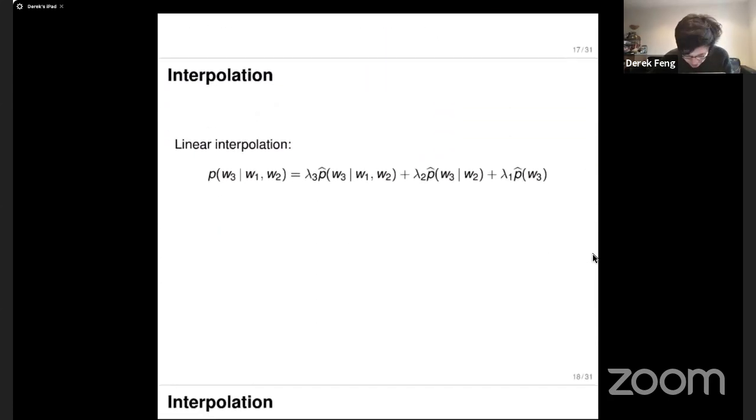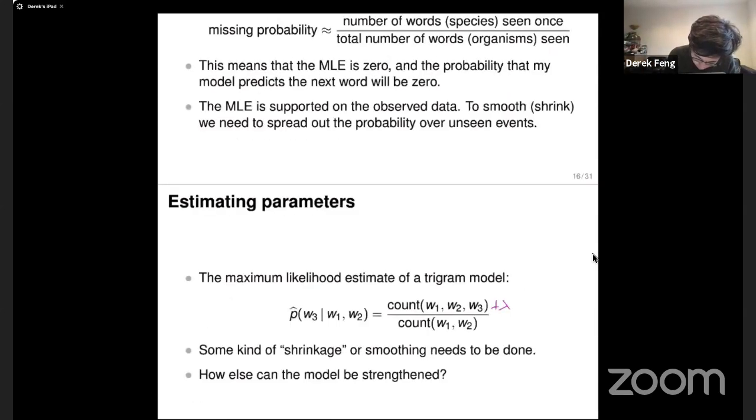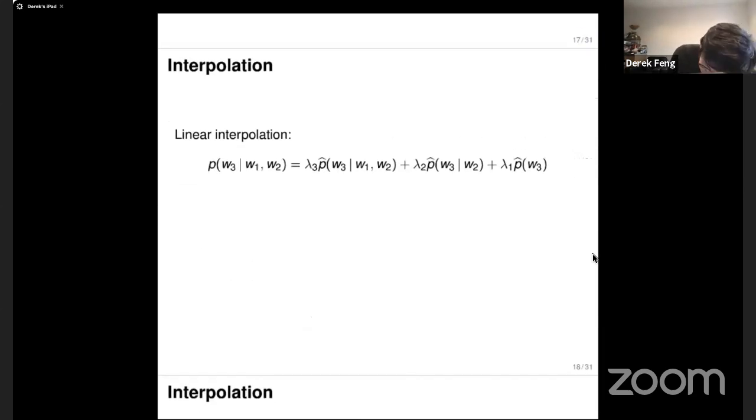There are other ways you can do this. You can set it up as a linear combination of smaller probabilities. So instead of saying what's the MLE for W1, W2, W3 appearing, it would be a function of the empirical counts of seeing 1, 2, 3, plus the empirical counts of seeing 3 given 2, and the empirical count of 3.